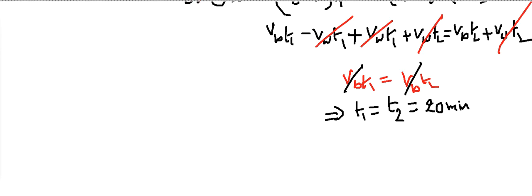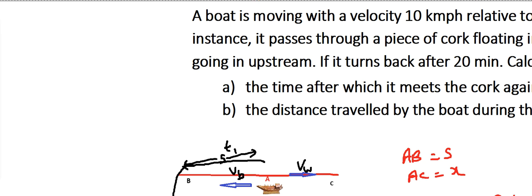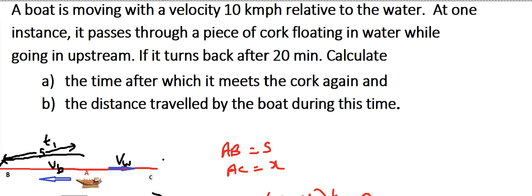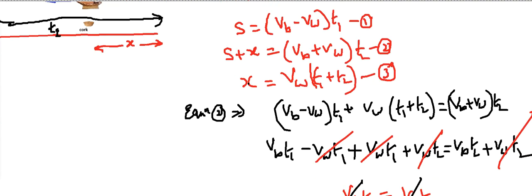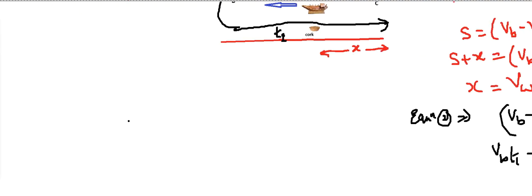Now the question is to calculate the total distance traveled by the boat. The distance traveled by the boat during this time means in T1 plus T2 time, what total distance the boat will cover. So from the figure, it covers A to B and then B to C. That means S plus S plus X. This is nothing but 2S plus X.